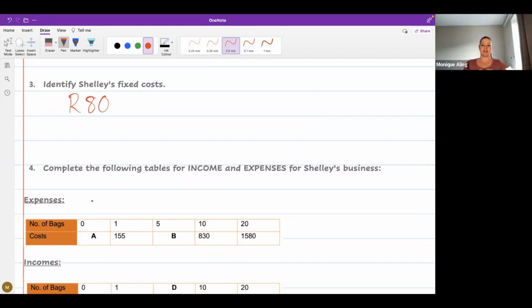Now, if we think about expenses as a whole, how do we work out her expenses based on number of bags? Could we come up with a general formula for the expenses? We can. Does anyone want to give it a try? What formula could we use to work out how much it would cost to make any number of bags?